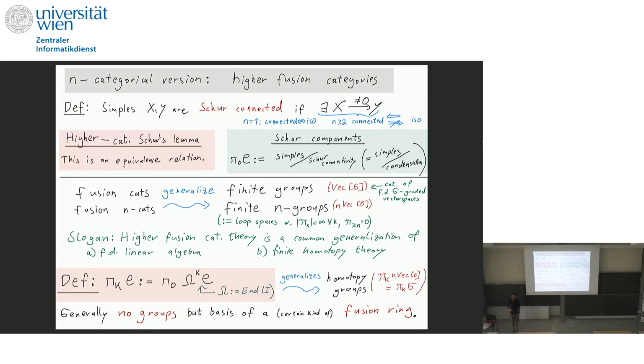There are more fusion categories, because for every finite n group, if I understand your question correctly, you do get a fusion n category, but not the other way around, because you do have examples of fusion n categories where the pi kcs are not groups, right? That's a necessary condition for coming from a group, that your homotopy sets pi kc form a group. But there are examples where they don't form a group, where they form a fusion ring, and then you can't come from a group. Exactly.